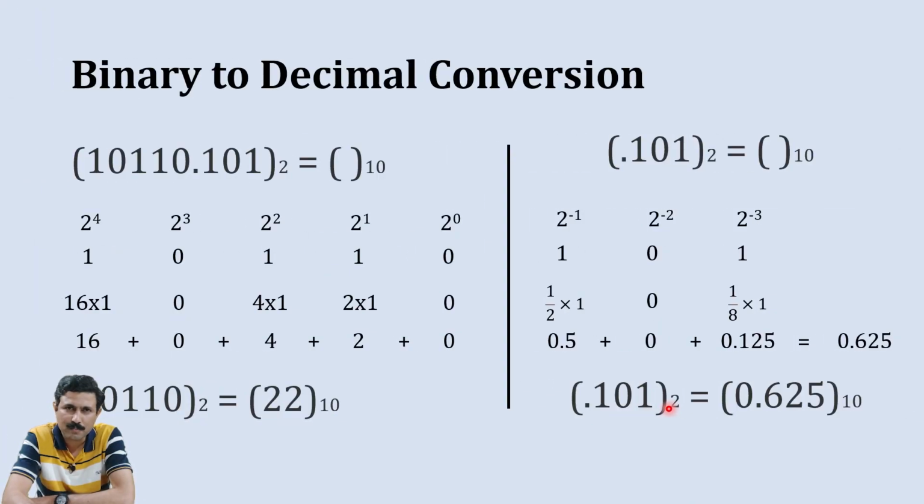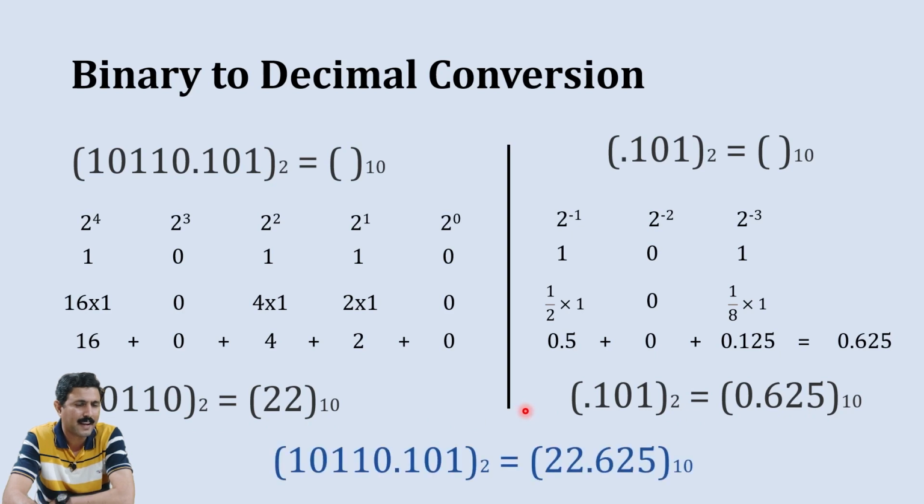And now you have solved both the sections, left hand side and right hand side. So just add these things together. 10110.101 gives 22.625. So this is the decimal equivalent to this binary number.